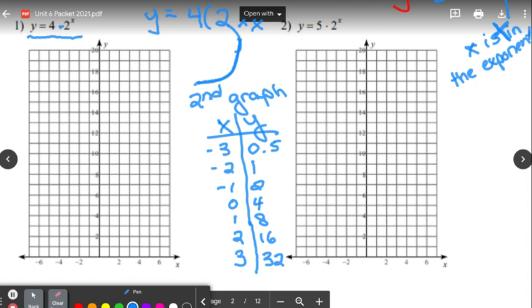So I looked up on my table and I filled in my y values. Now I'm going to plot the points.